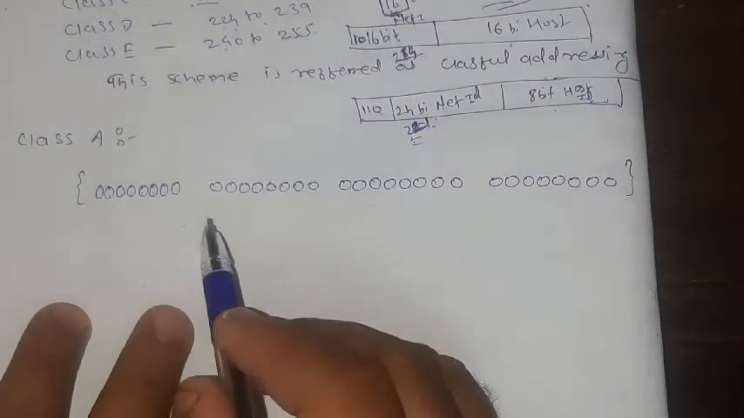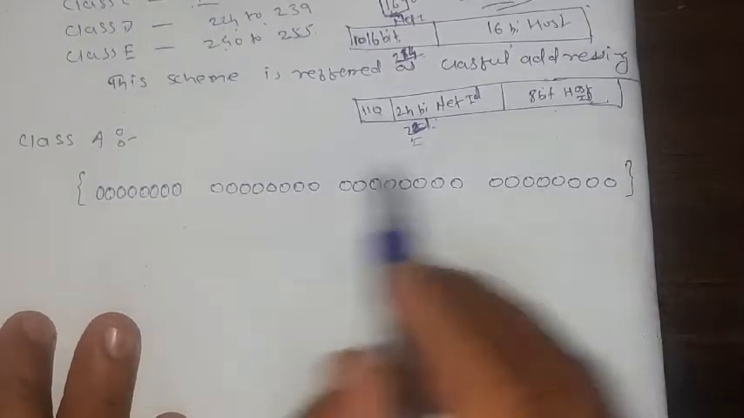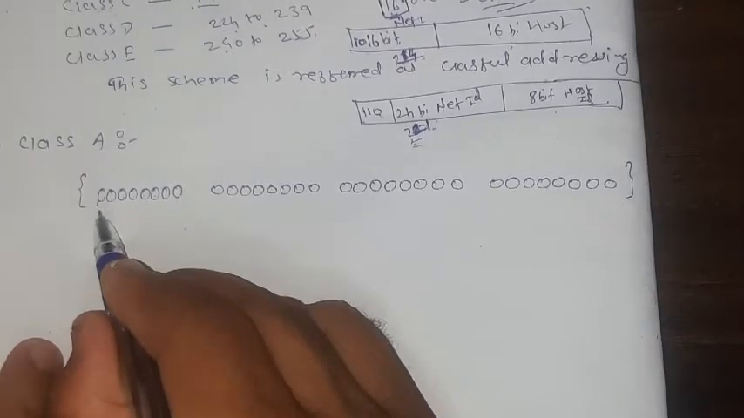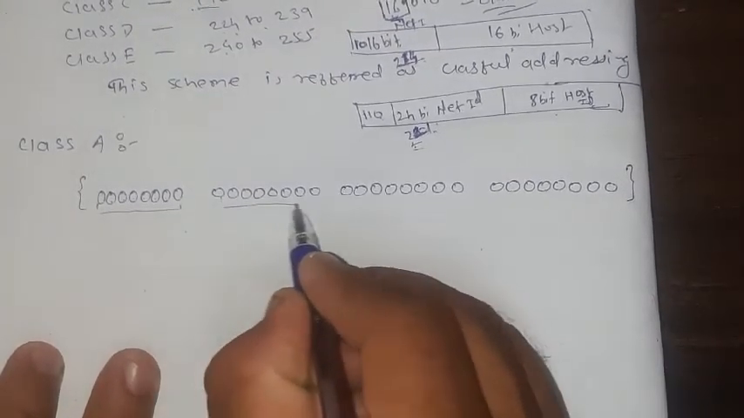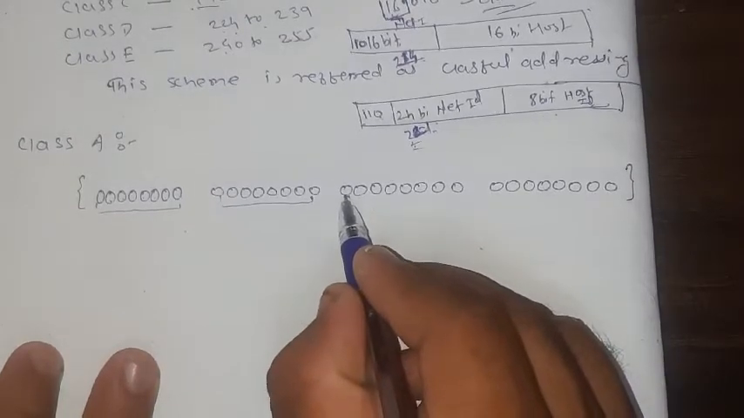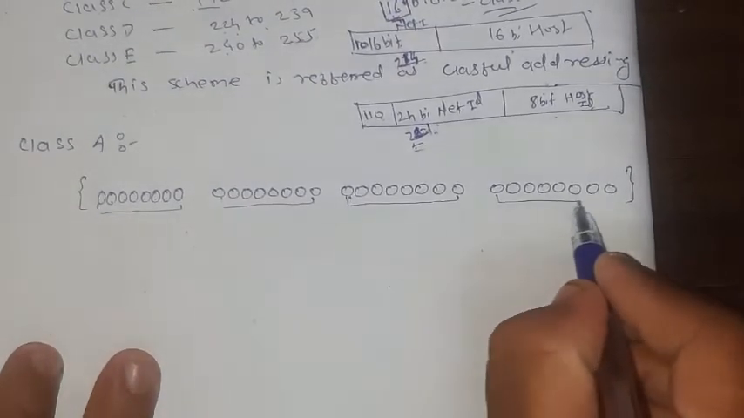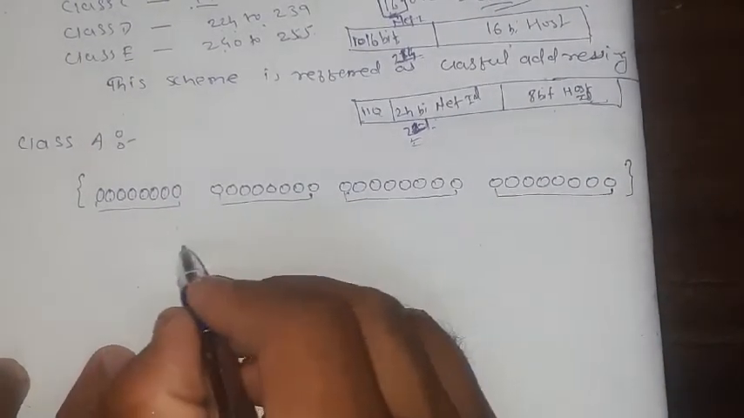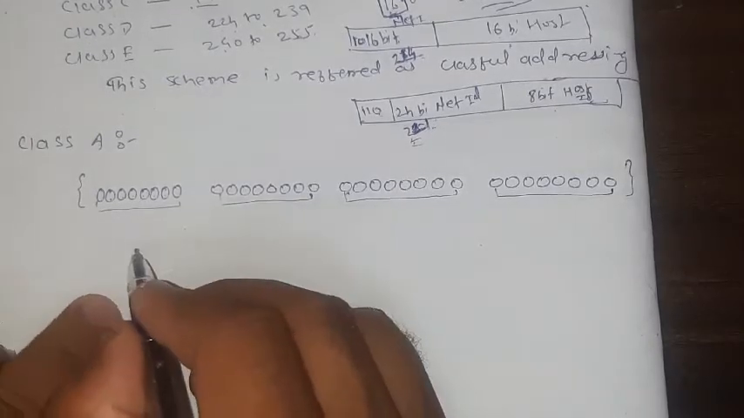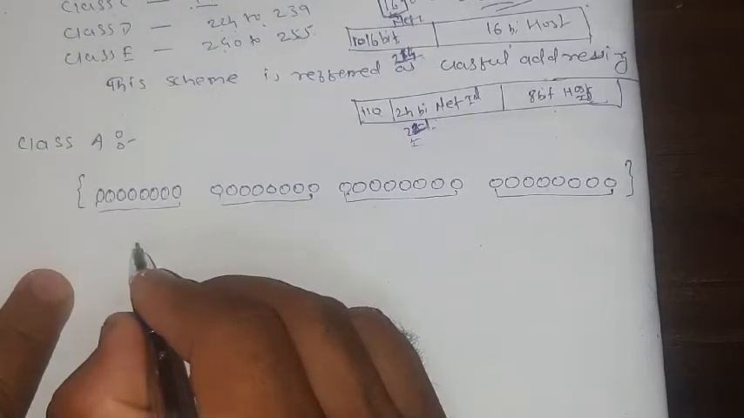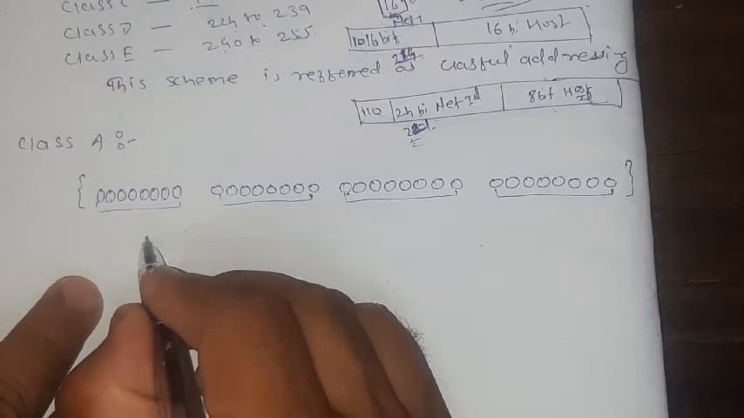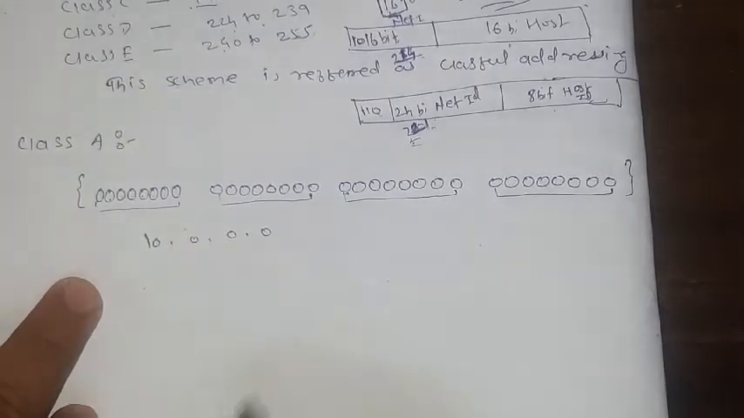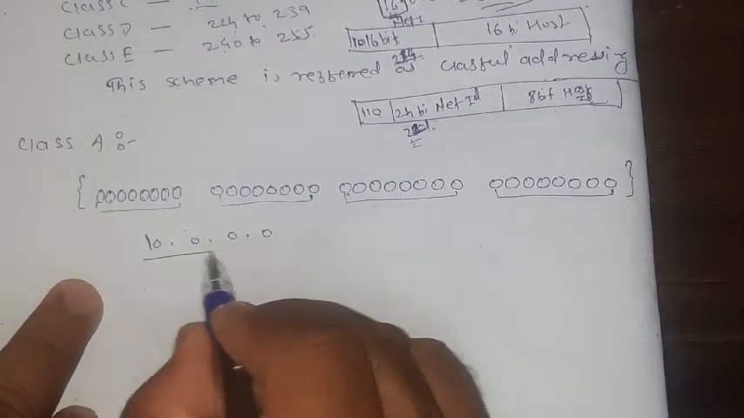Suppose here these 32 bits are separated into 4 octets. We call each of these an octet. So these 4 octets represent IP addresses. Sometimes we call it dotted decimal also. It means an IP address can be written in the form of dotted decimal, like 10.0.0.0. Okay, this is also an IP address.